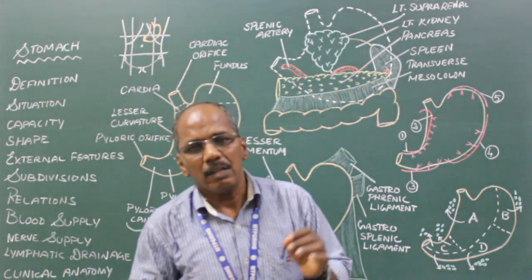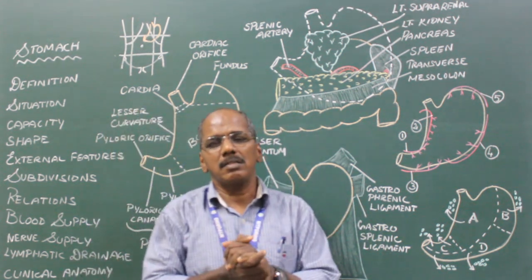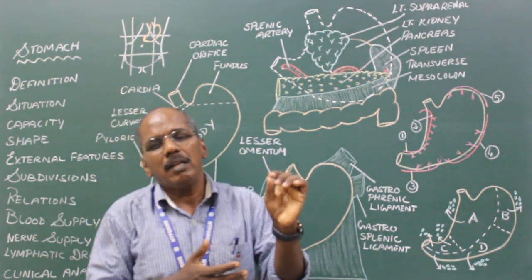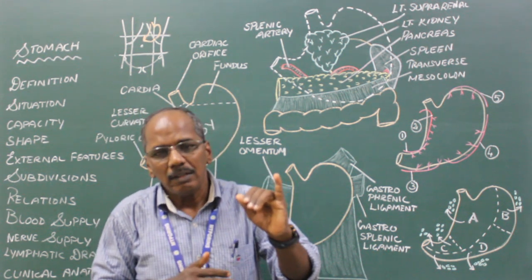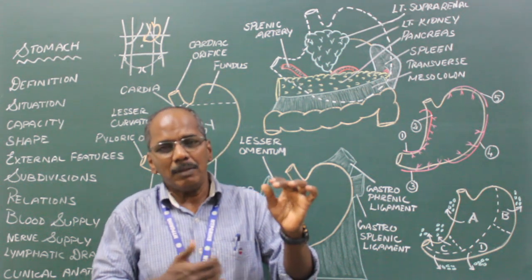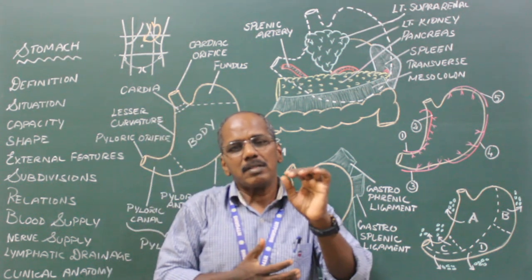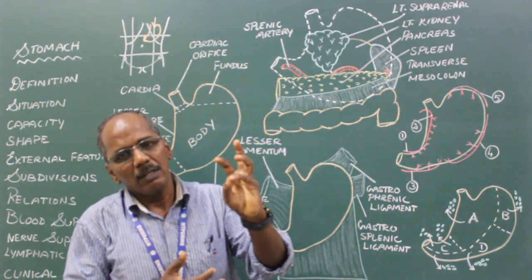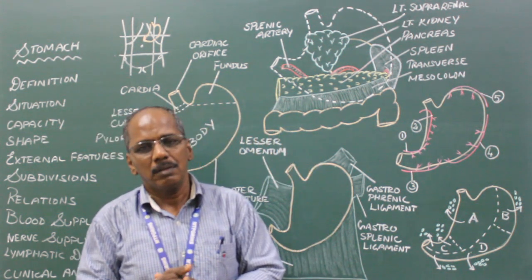Relations. The relations of the stomach include anterior relations and posterior relations. The anterior relation of the stomach is formed by liver, diaphragm, and a small part in between these two by anterior abdominal wall. So the anterior relations are formed by liver, diaphragm, and anterior abdominal wall.